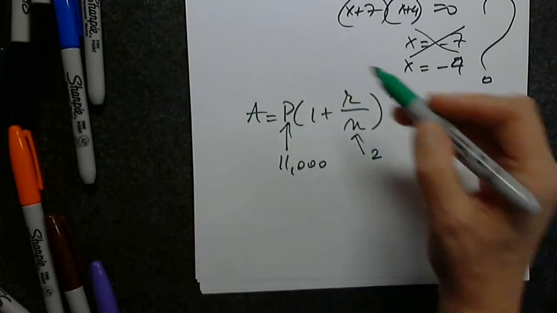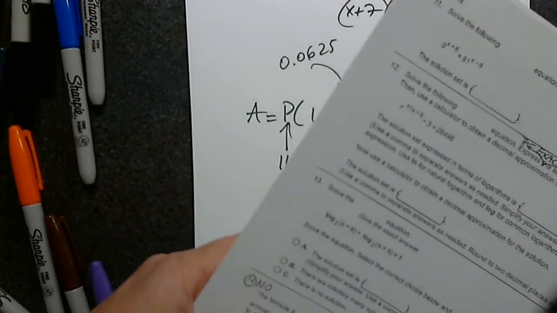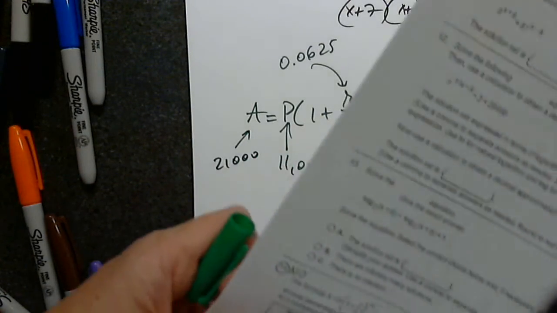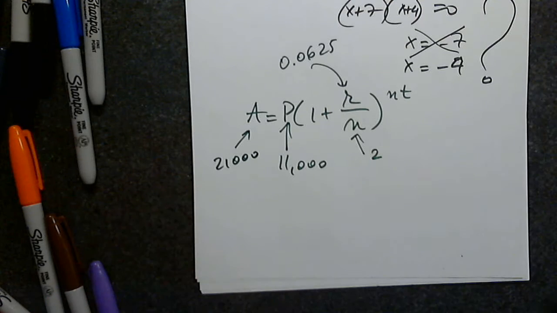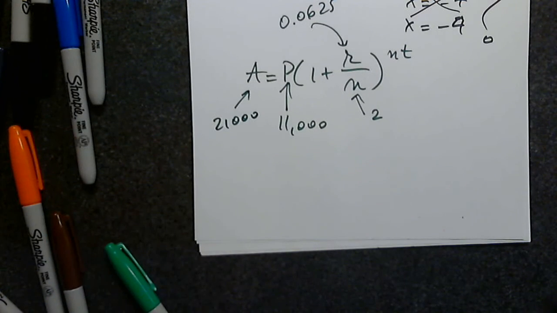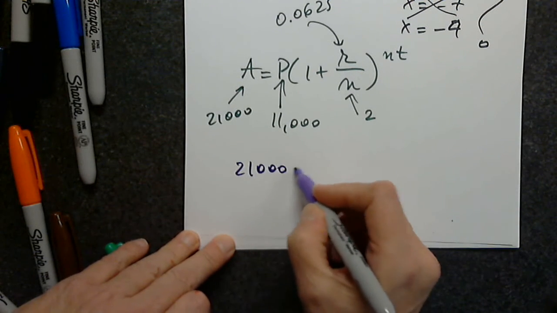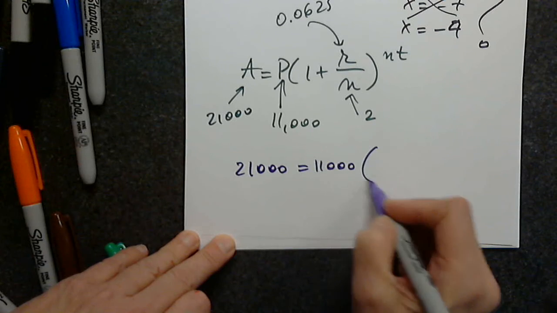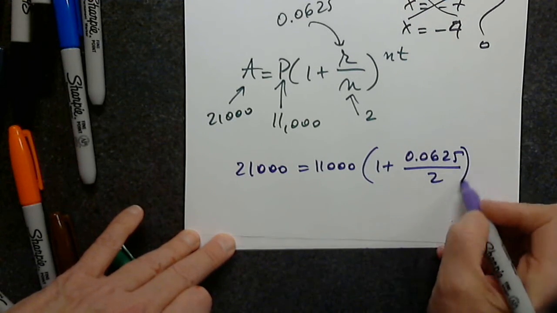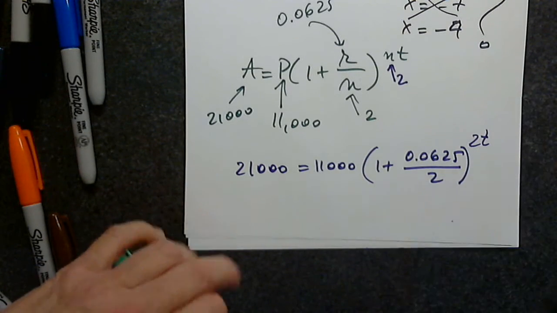We are told that the annual interest rate, be very careful, is 0.0625. And the accumulated amount is 21,000. How long does it take for this to happen? Okay, so we're going to put in the information as 21,000 equals 11,000 times 1 plus 0.0625 divided by 2, raised to 2 times t.